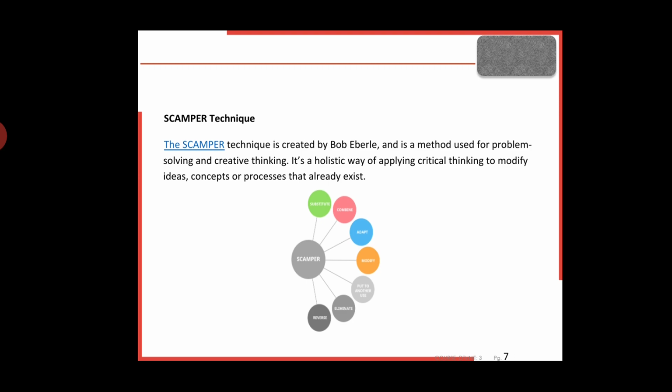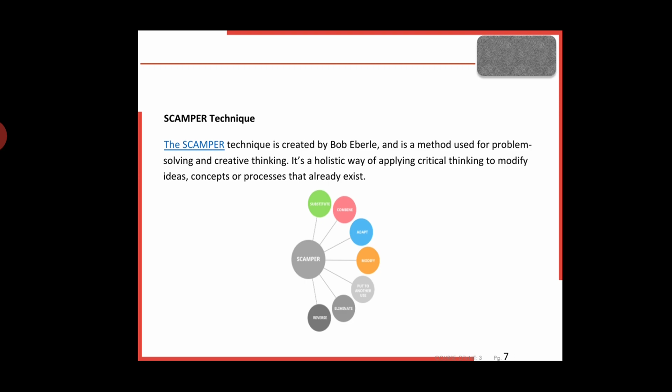So it's a holistic way, a way of applying critical thinking. We want to modify the ideas and concepts, or we can say processes, that already exist. This is the concept of the scamper technique. It is a holistic way of applying critical thinking to edit ideas and concepts, or processes, that already exist.